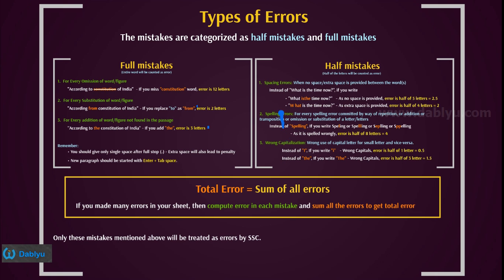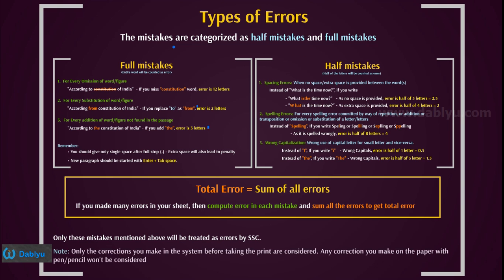Now one more important point is that only these mistakes are generally considered as errors by SSC unless they specifically mention otherwise in the instructions page. Generally only these are the errors which SSC will look for. And one more important point is about taking a printout. Once you're done with the test, you will be taking a printout right after saving, as we have seen in the exam process. Once you take the printout, that is final. Whatever you typed in the system will be considered final and only that will be evaluated.